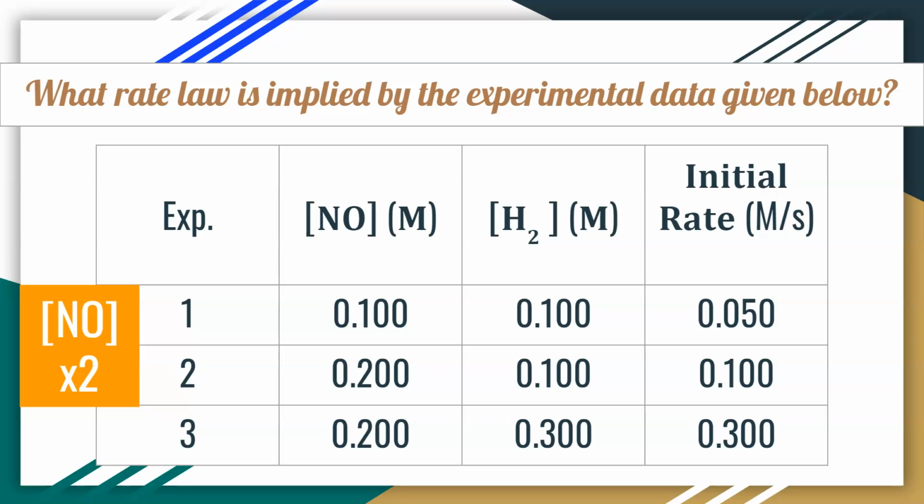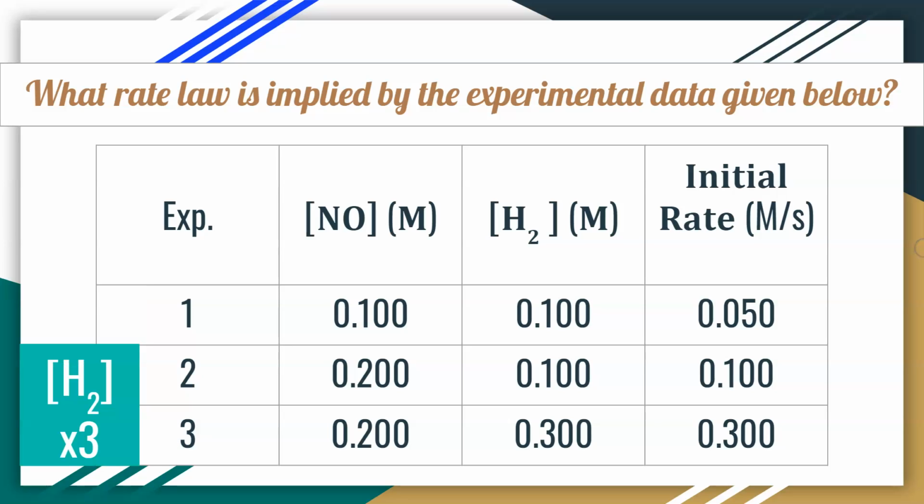When we look at hydrogen gas, we're going to look at runs 2 and 3 because there's a change there. And we can see that between 0.1 and 0.3, the concentration has tripled. We can see the same thing is happening for the initial rate, and it too is tripling. So that lets us know that hydrogen gas is first order as well. So that's one way to determine the rate law.